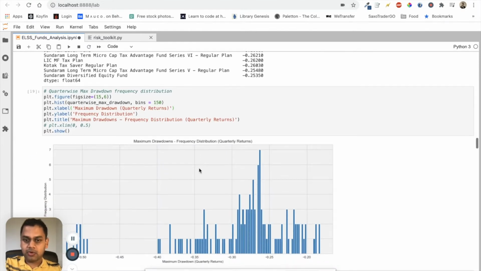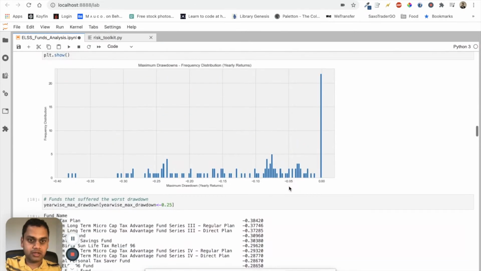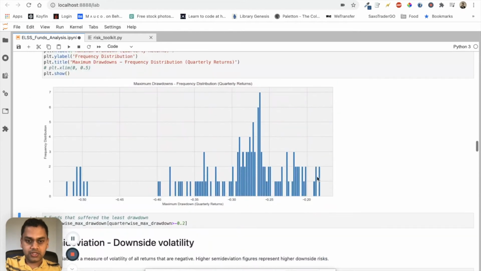We're doing the same on quarterly drawdown. Here you can see that, when we looked at it from a yearly perspective, you saw a lot of funds that did not see any drawdown at all. But here you can see that 0% isn't there, because like I said, in the quarter from January to March of last year, most of the funds witnessed significant reduction in value, and you can see that if you just take the quarterly returns value.